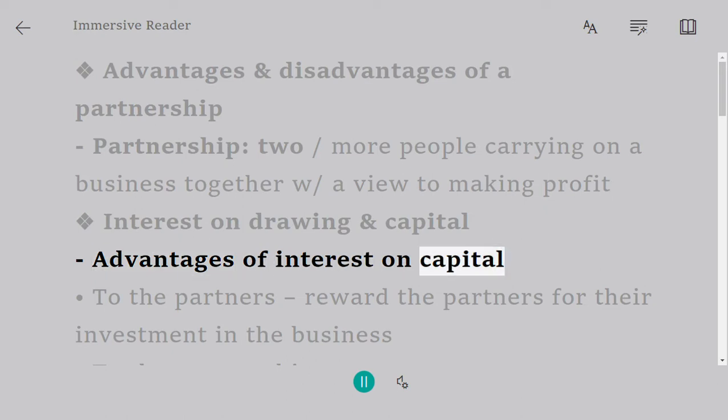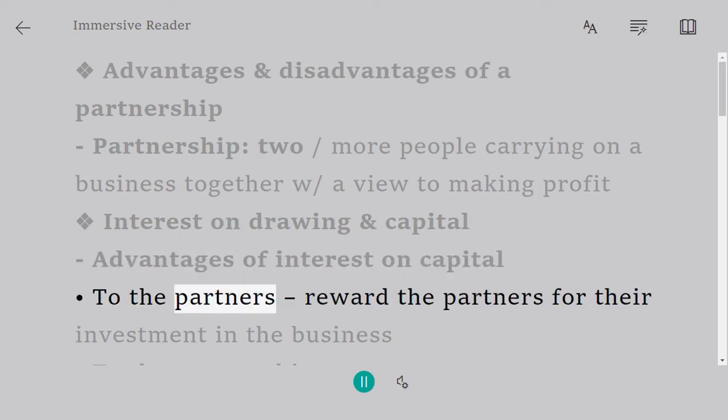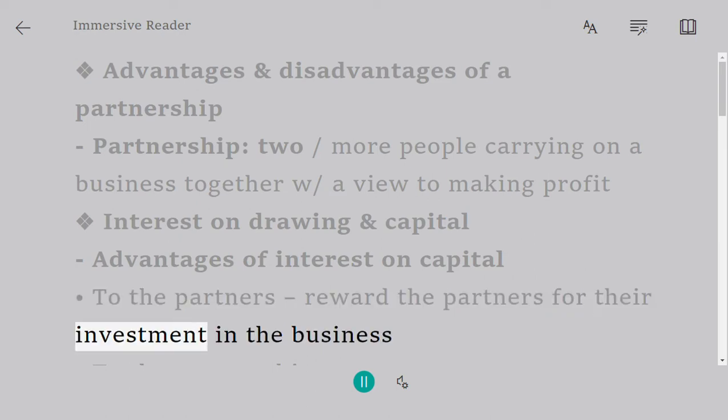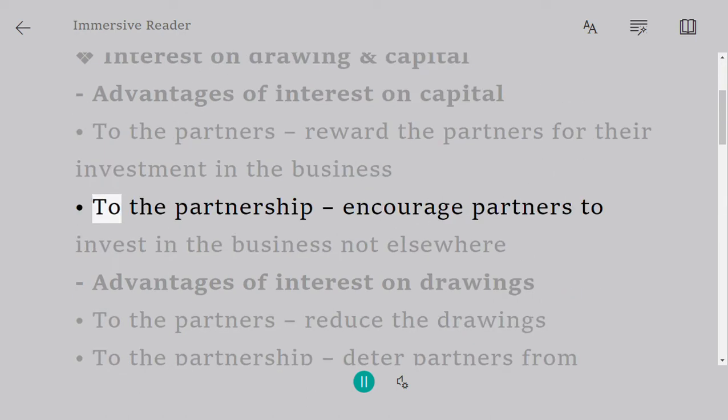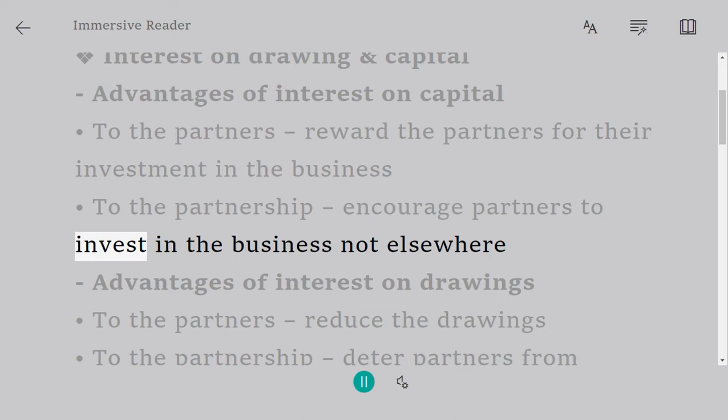Advantages of interest on capital. To the partners: reward the partners for their investment in the business. To the partnership: encourage partners to invest in the business, not elsewhere.